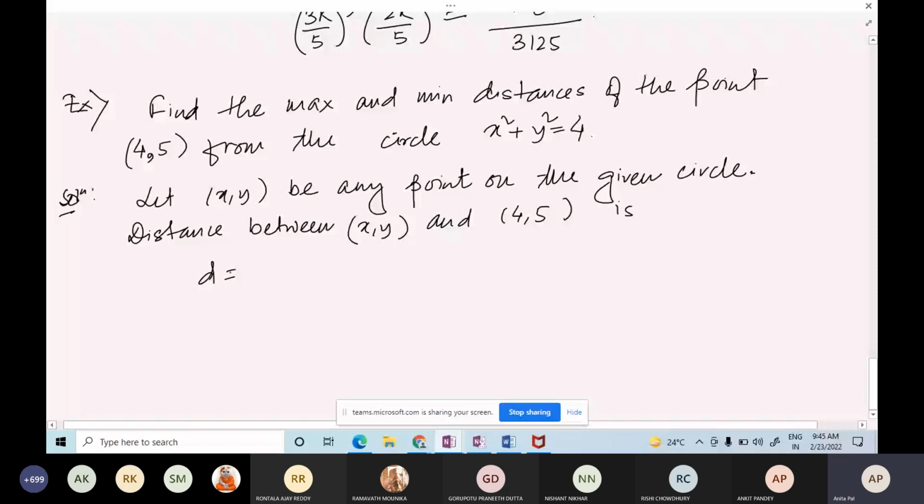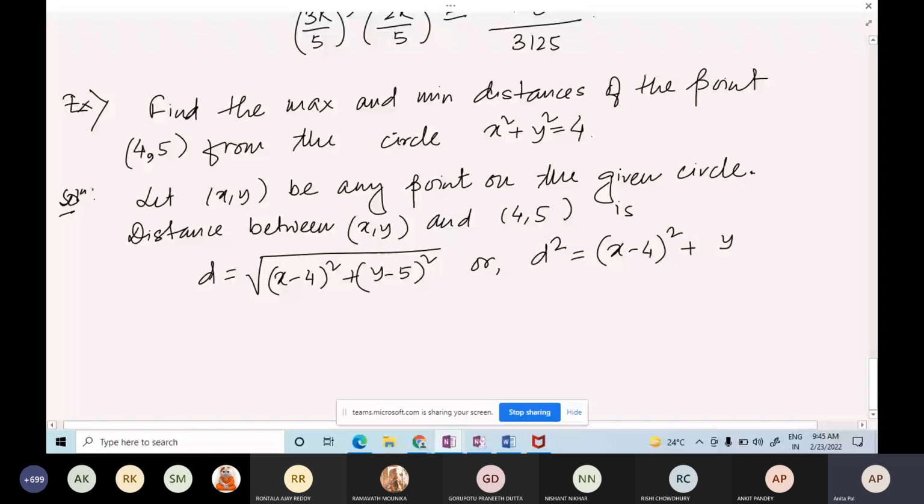First let us write it as d. Yes, we put the formula in this manner: square root of (x minus 4) whole square plus (y minus 5) whole square. Or we can write it as d square equals (x minus 4) whole square plus (y minus 5) whole square. So now we have to maximize or minimize this subject to the condition.